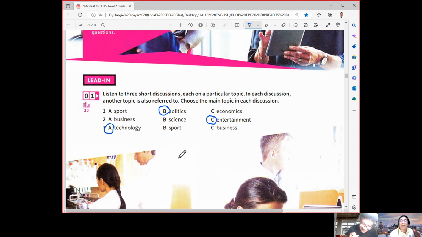So it's all about technology, and they talk about the robot football. Okay. So they talk about technology. Good job, Koi. Now, you missed only one. What do you think would be the reason why you missed that? I think it's because you heard about economics. Economy, right? So yes, you heard about economy.